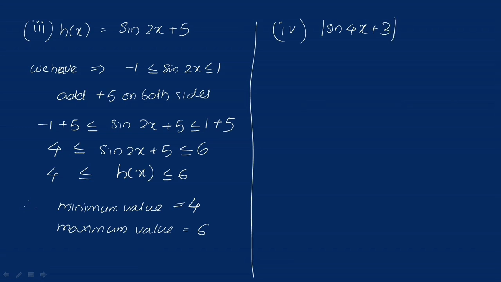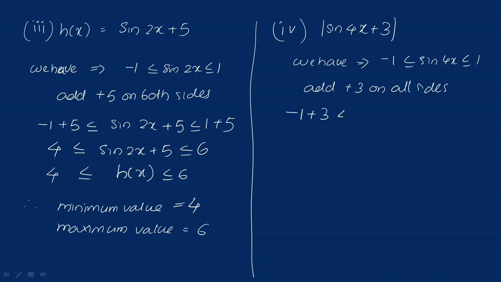So we have the range of sine x, that is from minus 1 less than or equal to sine x less than or equal to 1, or we can write for 4x, minus 1 less than or equal to sine 4x less than or equal to 1. So now adding 3 on both sides, we will be having minus 1 plus 3 less than or equal to sine 4x plus 3 less than or equal to 1 plus 3, or we can write minus 1 plus 3, that is 2, less than or equal to sine 4x plus 3 less than or equal to 1 plus 3, that is 4. So the range of sine 4x plus 3 is from 2 to 4.